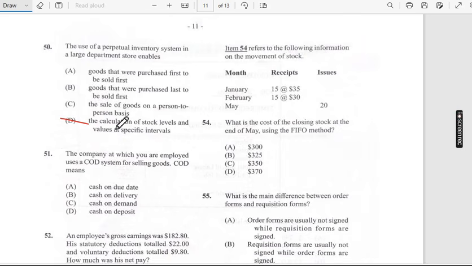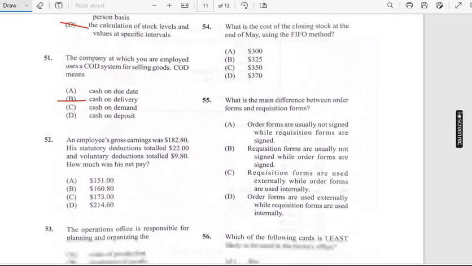Number 51. It says the company at which you are employed uses COD, and COD means cash on delivery, system for selling goods. Let me see. Yes, cash on delivery.